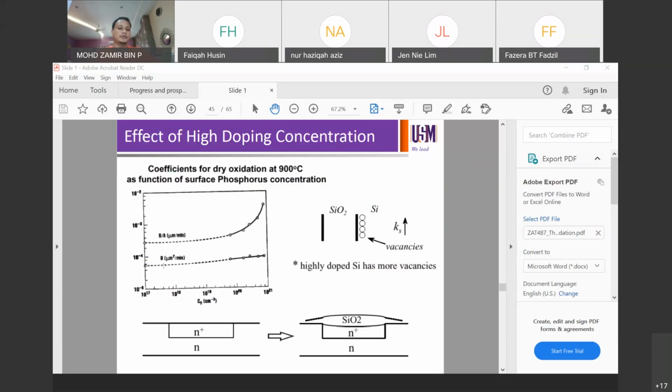So which one belongs to the linear stage, B over A or B? Look at the graph above, micron per minute, micron squared per minute. Okay, which belongs to the first stage, the linear stage? Is it B over A or B? Which one? Zureti, which one? Which one belongs to the linear stage? B over A or B?